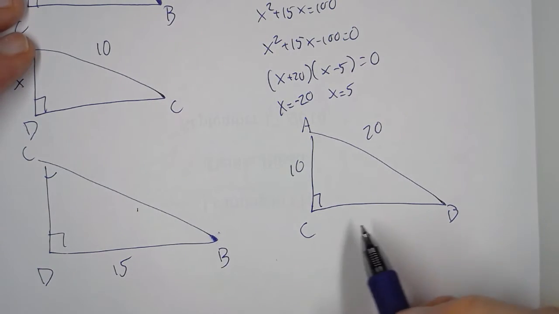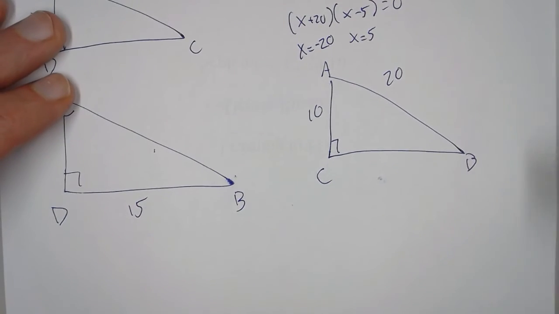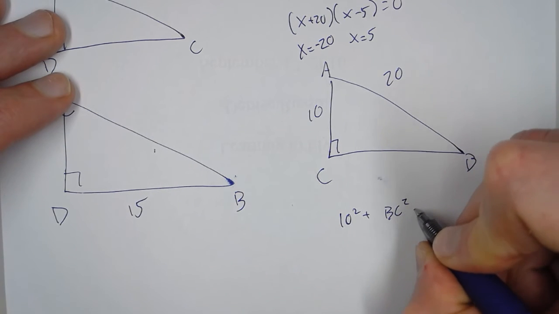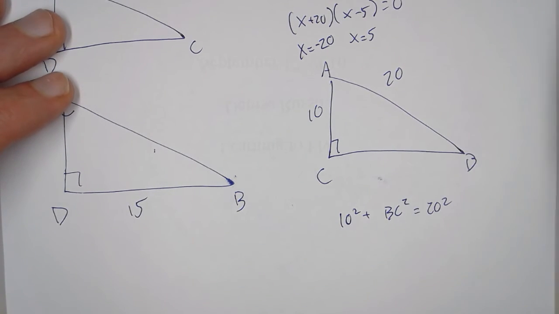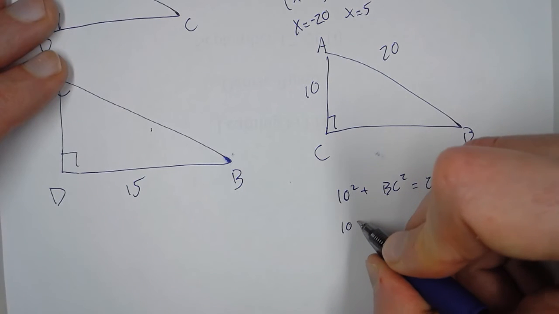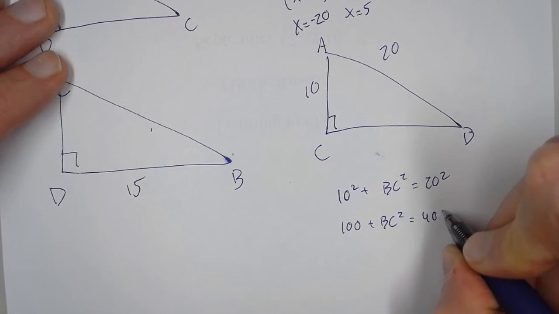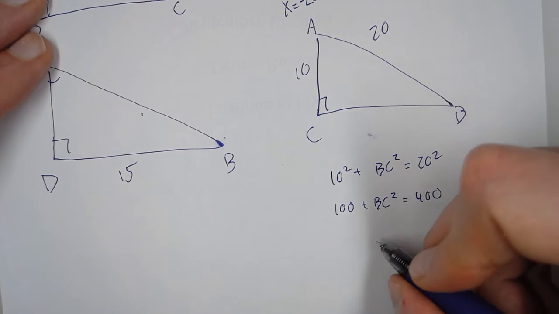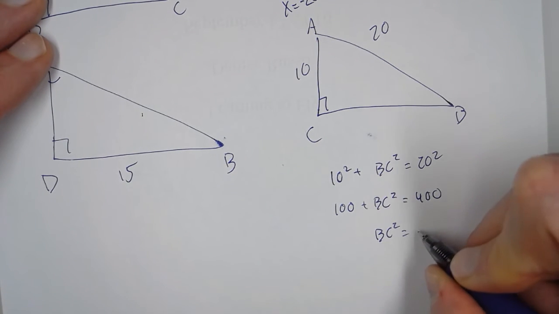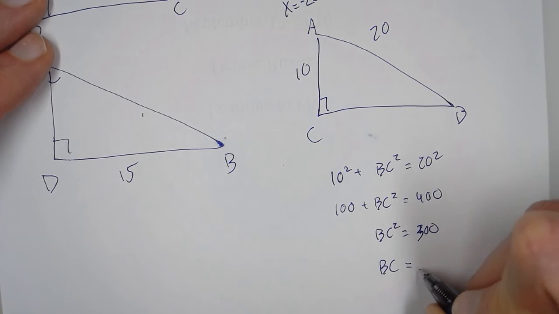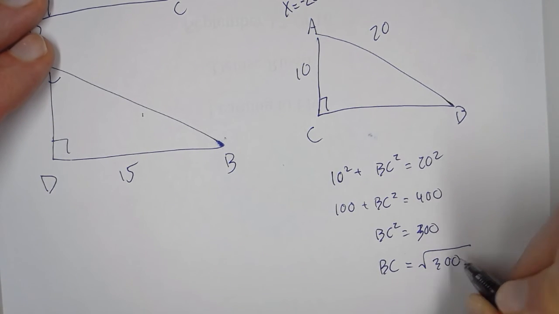So we want to figure out the length of BC. So 10 squared plus BC squared equals 20 squared. So 100 plus BC squared equals 400. Subtract 100. So BC squared equals 300. So then BC equals the square root of 300.